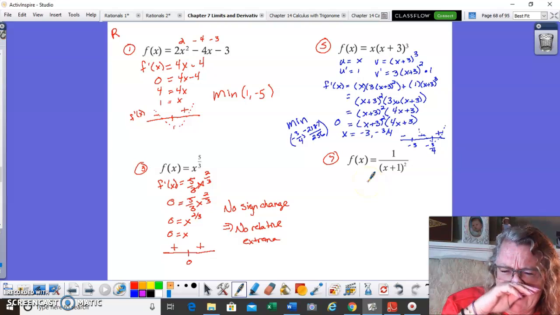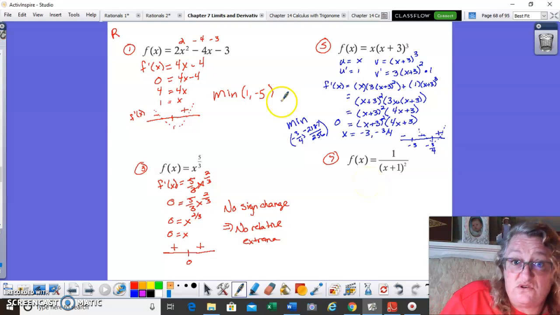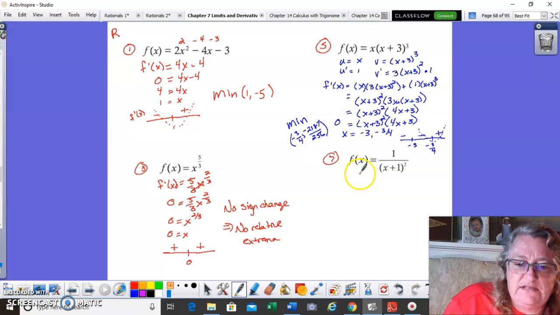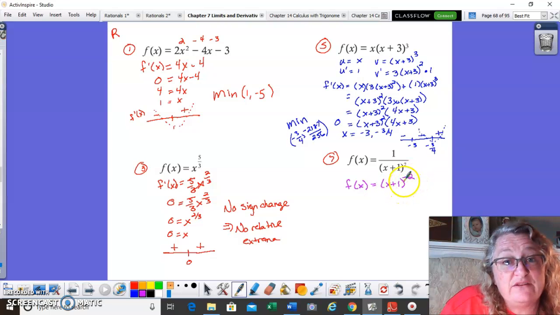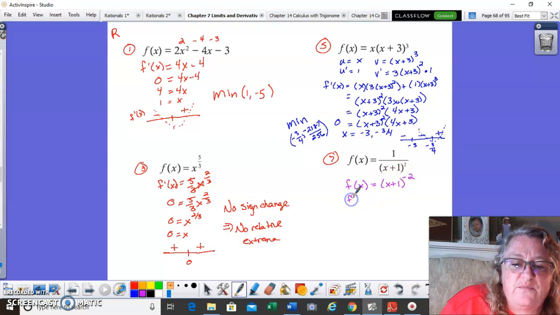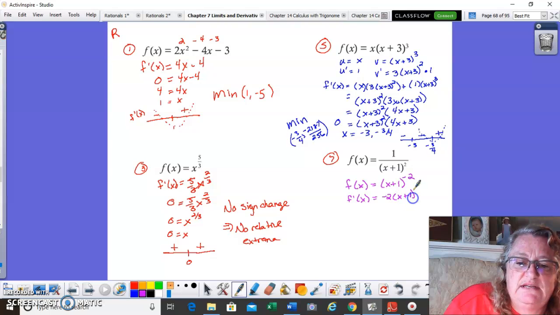So you could apply the quotient rule here. I don't really like the quotient rule. I tend to screw up the order of them with that subtraction in there. So I actually chose to rewrite this function as (x + 1)^-2, and I'm going to apply the chain rule. So for my derivative, I get -2(x + 1)^-3, and that's being multiplied by the derivative of the inside, which is 1. And now if I rewrite that, I see it's -2 over (x + 1)^3.